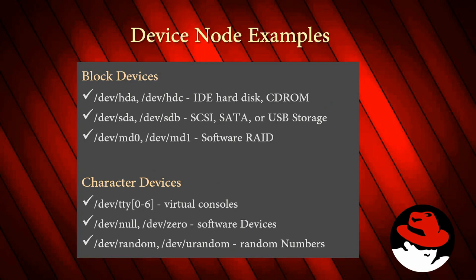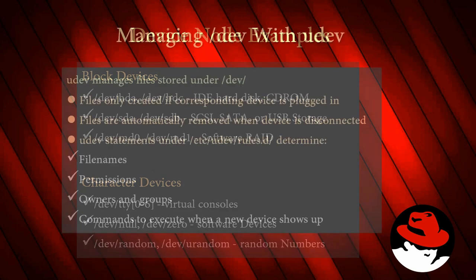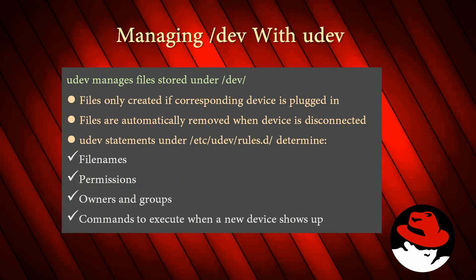These are the consistent properties of a kernel, the devices that could be configured with /dev. You can manage /dev with udev also. Udev manages files stored under /dev. It manages files only created if a corresponding device is plugged in.